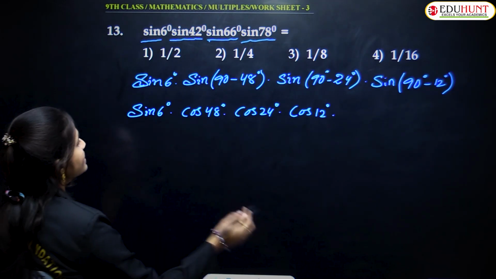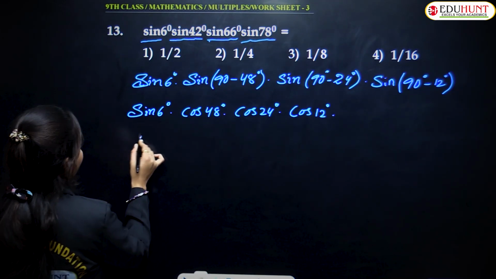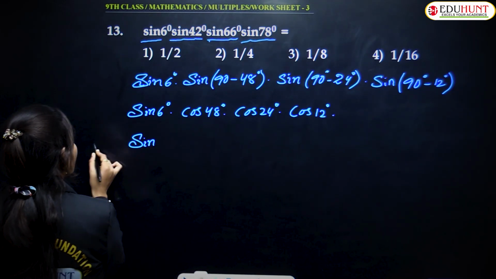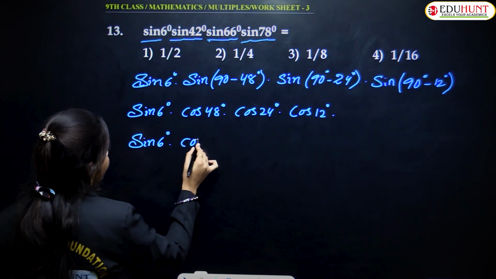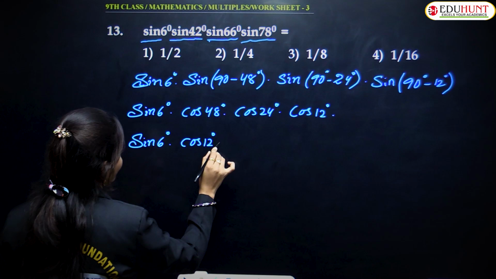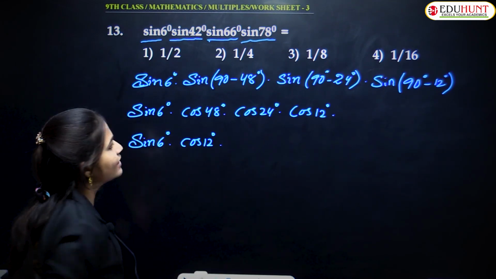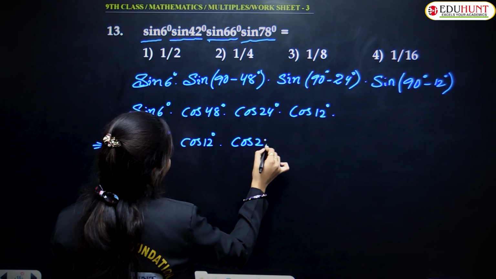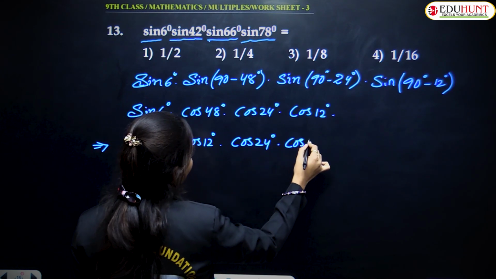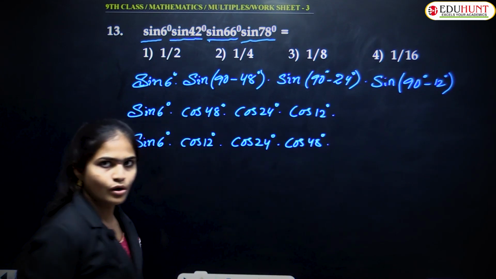So that's why, see that, I want to write in order: sin 6 degrees, next 12 degrees. Whatever the trigonometric function may be, I am just keeping the angles in order. Next, cos 24 degrees. Next, cos 48 degrees.